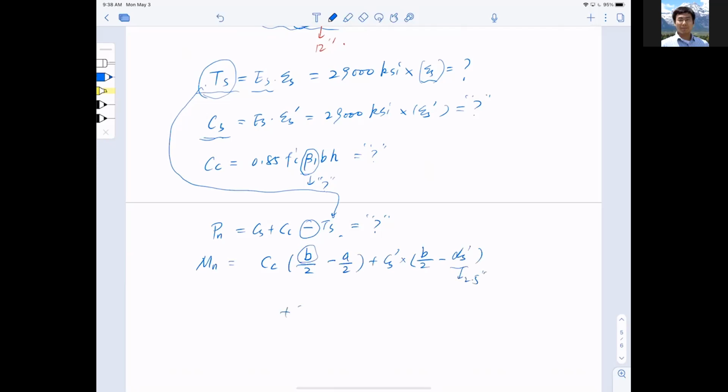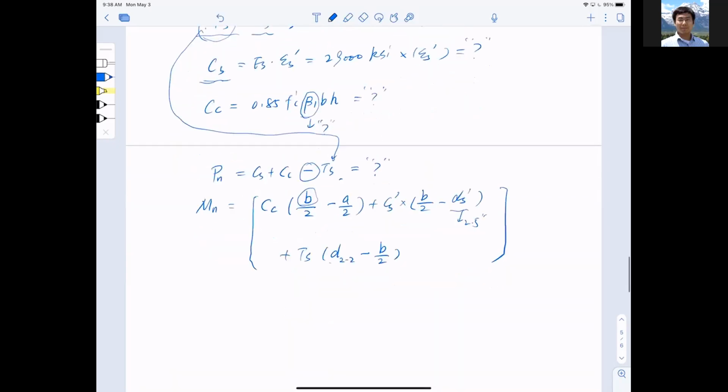And then plus Ts multiplied by what? What the distance is d, and be careful with this d, right? It's no longer the 1 axis d, it is the d with respect to the 2 axis. d22 minus b divided by 2, bracket outside. So this whole thing is the moment, okay? All right, one more thing.